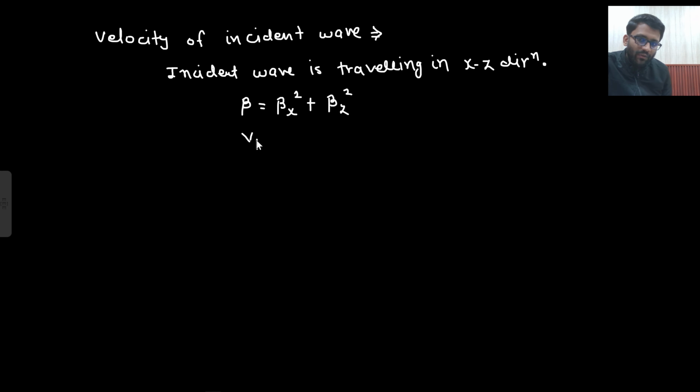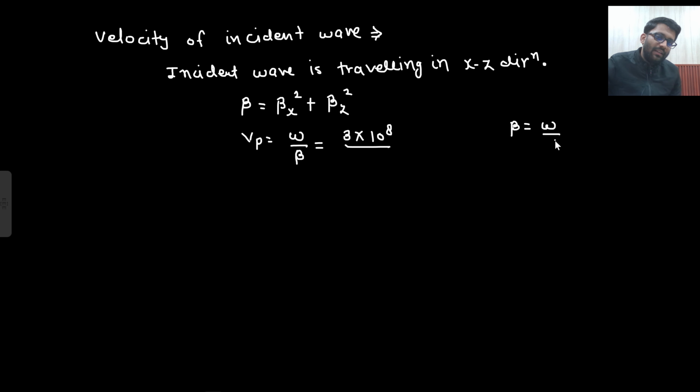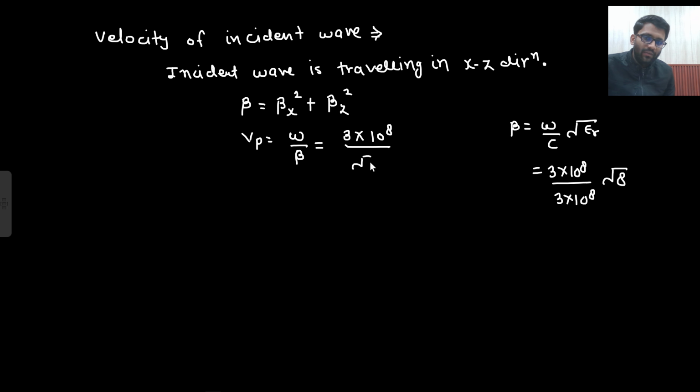So what will be your Vp now? Your Vp now can be C upon under root epsilon r. Now I am happy with this. Or you can write omega upon beta. Omega is given as 3 into 10 to the power 8. And what will be your beta? Beta is omega by C under root epsilon r. What is omega? 3 into 10 to the power 8. What is C? 3 into 10 to the power 8. And what is under root epsilon r? So here both will come, and this will be the answer. So here your beta is under root 8.